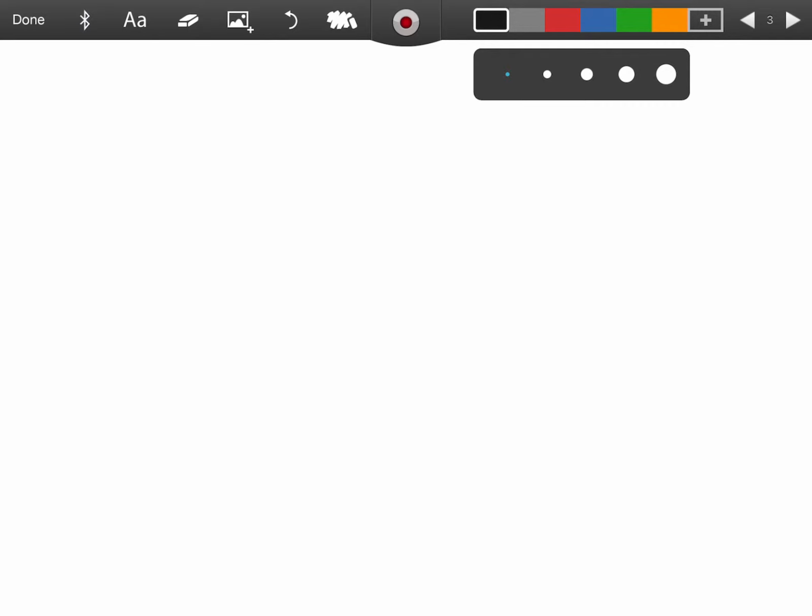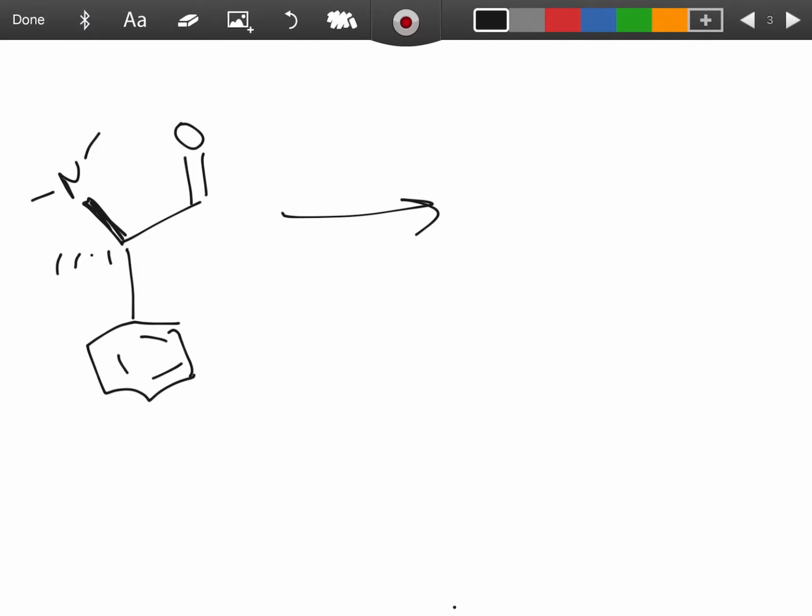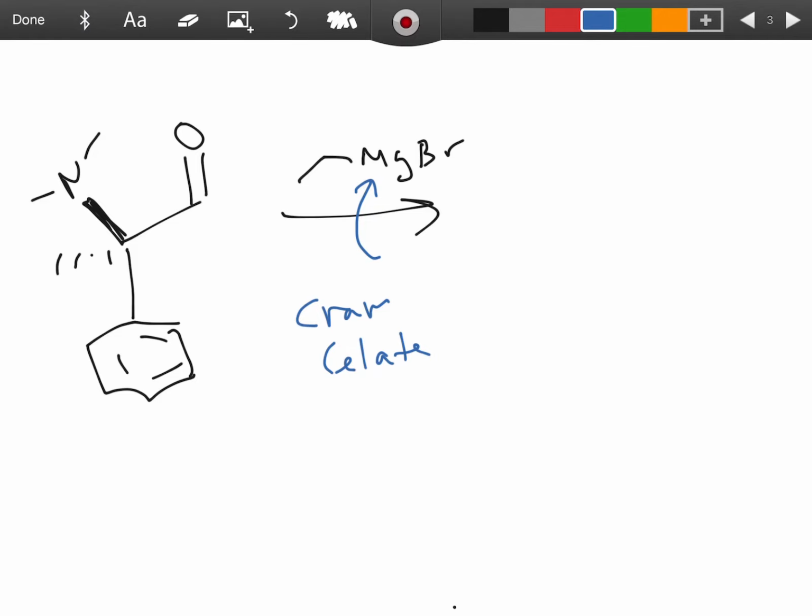And then what if we had, so here, since I'm using a metal like magnesium, and I have a group with lone pairs at the alpha carbon, I can use the Cram chelate model, where the magnesium is going to get bound between the carbonyl and the nitrogen.